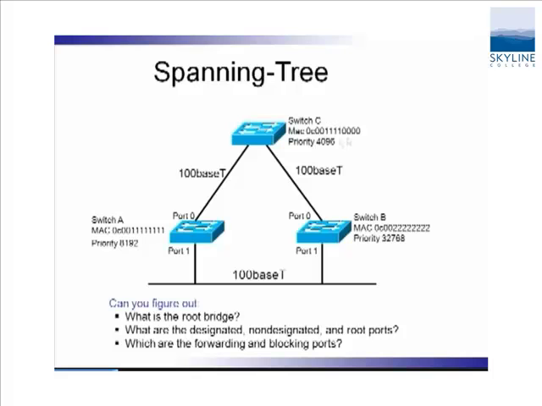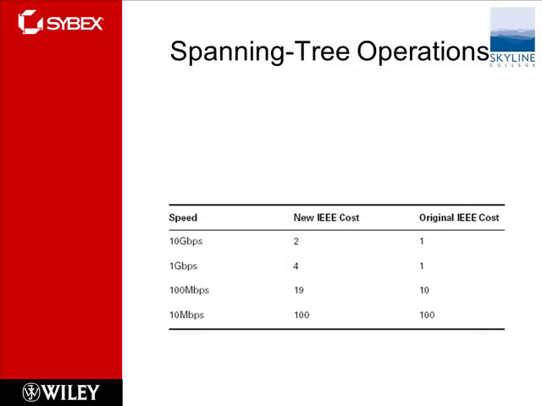So they're all going to be the same. They'll be a little bit different, but they're going to be the same. Designated, non-designated ports, we will look at those things. This is the speed. The 10 gigabit is 1. The gigabit is 1. This is the original, the old cost, the new cost. The 10 gigabit and the new cost is 2. Gigabits 4, 100 meg 19, 10 meg 100.